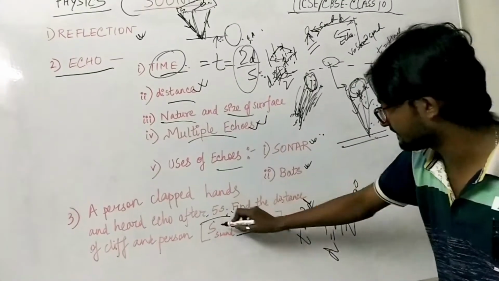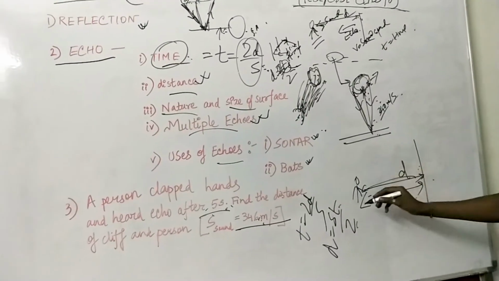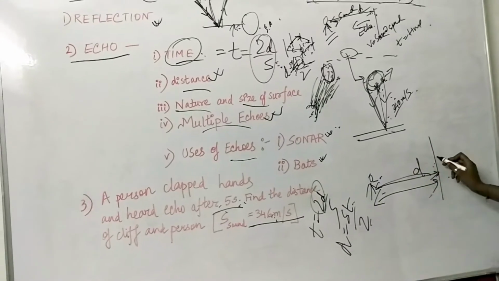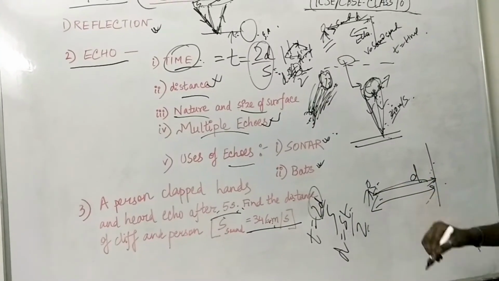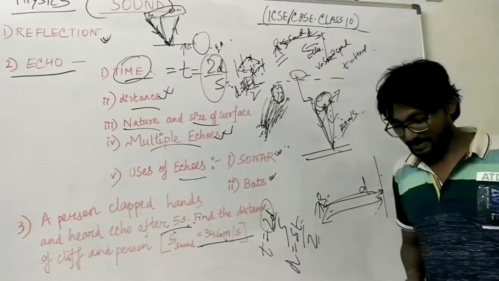T is the time that is given over here, and 2 is there because d is by 2. As you can see, why 2d? The sound goes from this end to this end, then comes back again from this end to this end in order to produce the echo. So basically this is t equal to 2d by s.